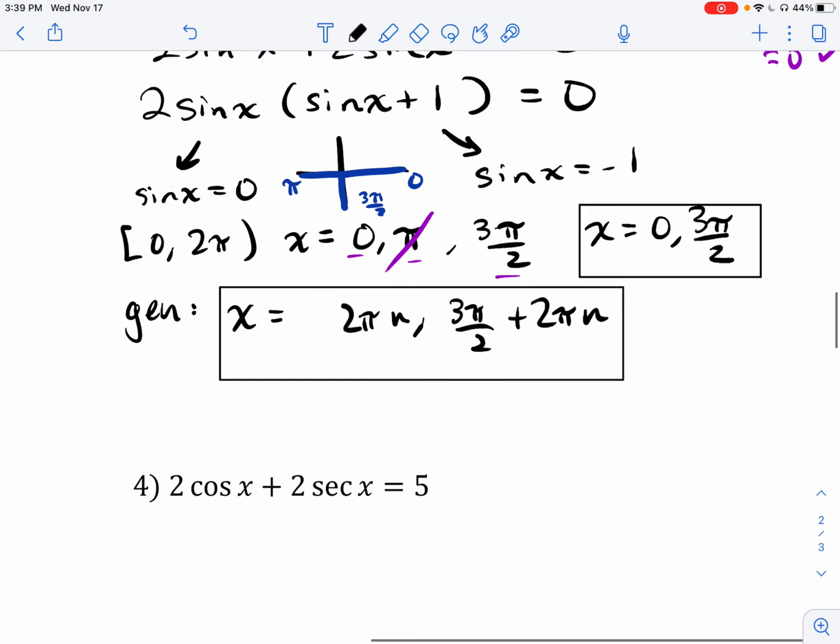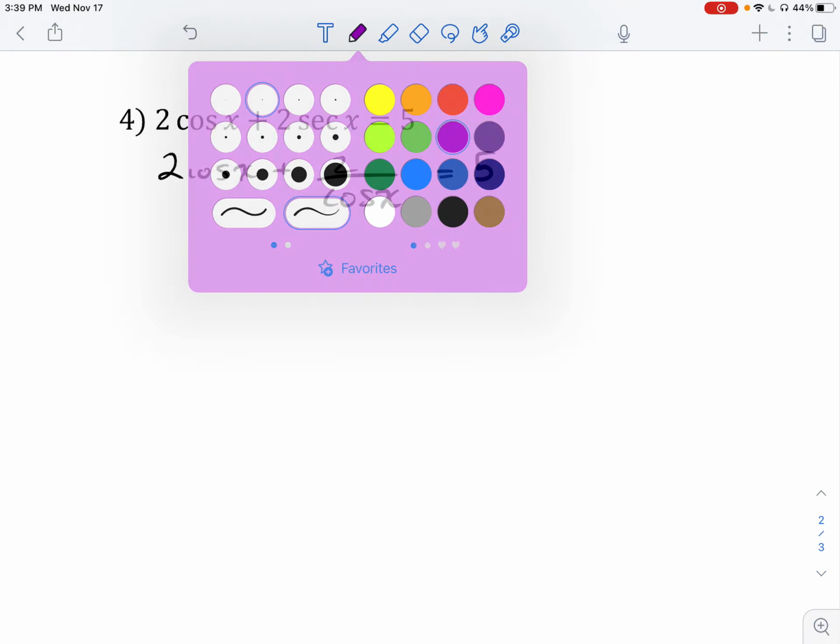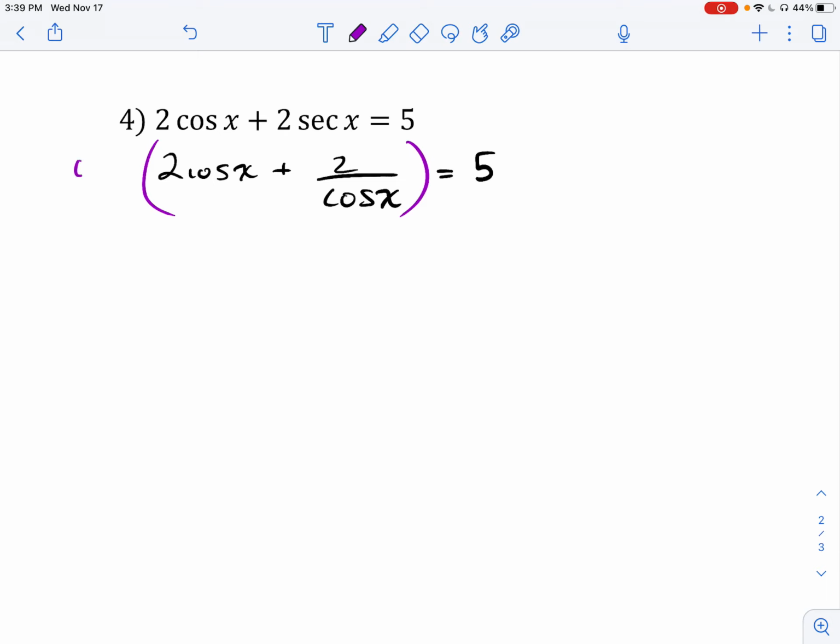Okay? All right, let's try another one. Let's try something like this. There are a couple of ways that we could go about doing this, but I think something important to highlight here is that this is equivalent to the following. And you might be sitting there thinking, can I just go ahead and multiply both sides by cosine of x? That is to say, can I do something like this? And the answer is yes, you can.